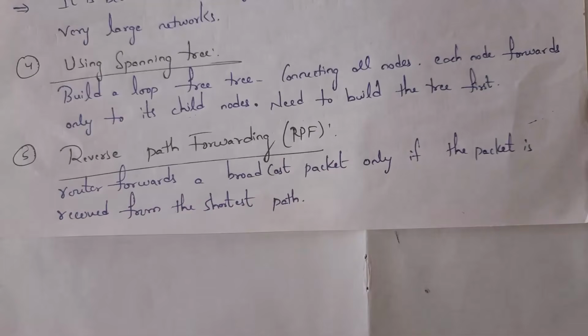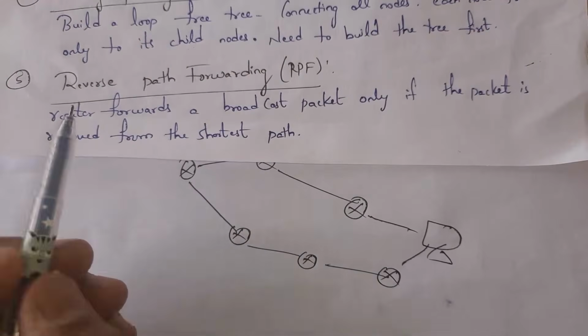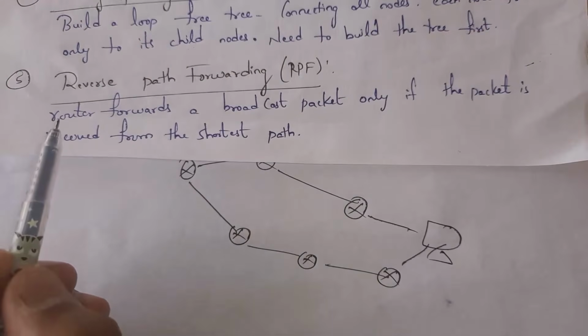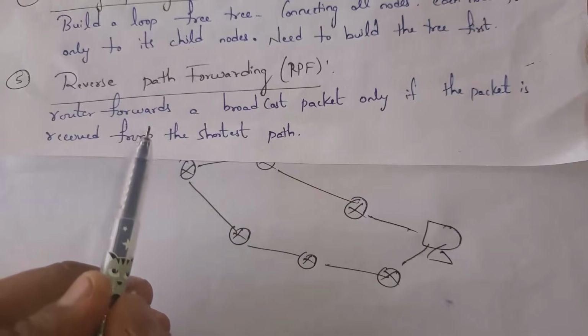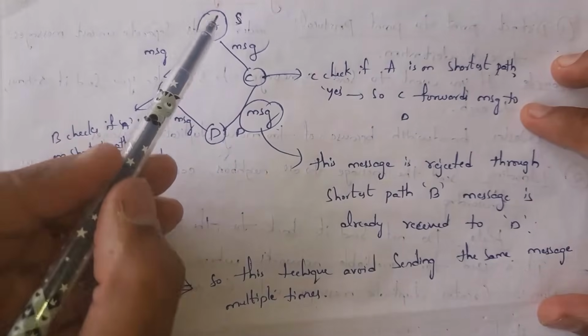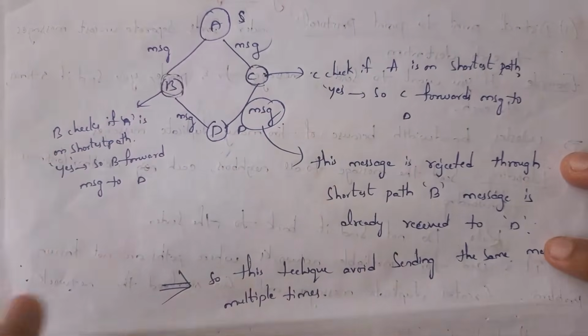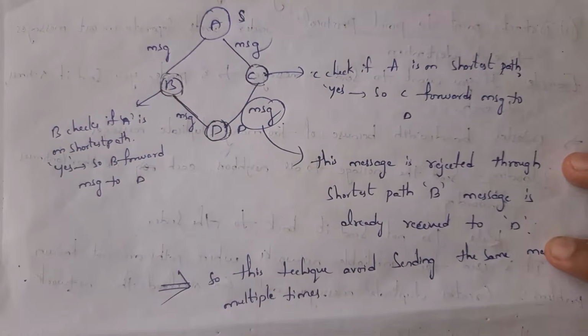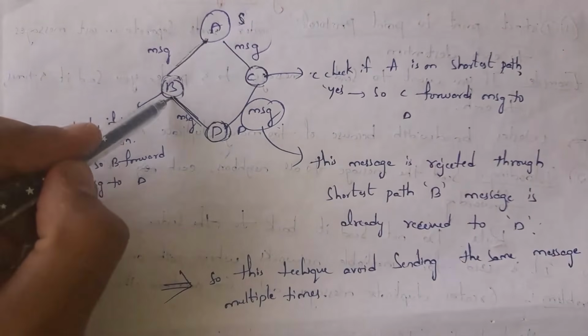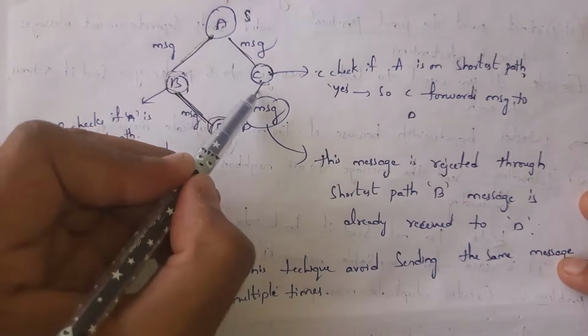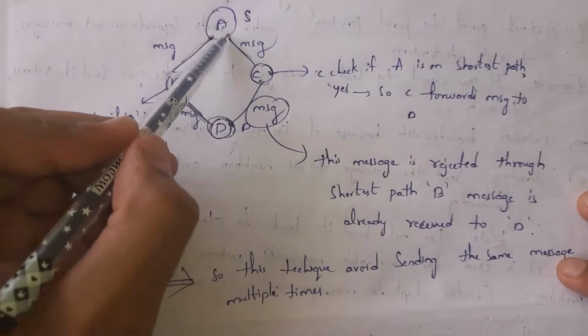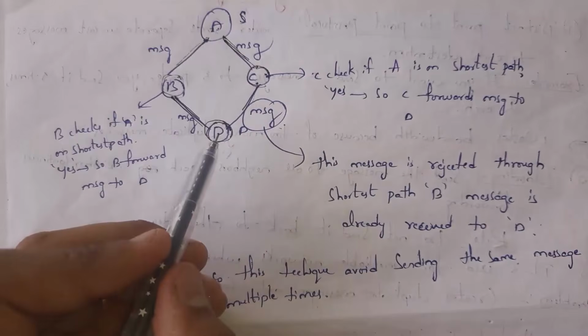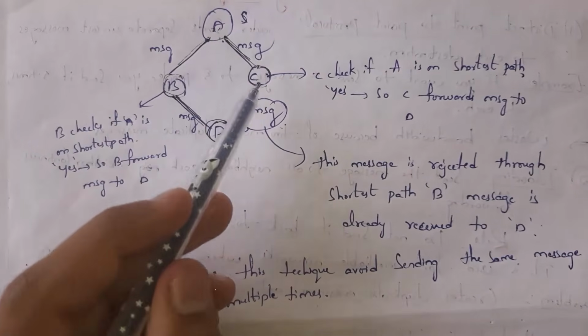The fifth broadcast routing algorithm is reverse path forwarding. Shortly we call it RPF. In reverse path forwarding, a router will forward a data packet only if the packet is received from the shortest path. For example, router A wants to send data to router D. At first, B forwarded data to D. B's path is the shortest. In this route, data reached D at first. After some time, again in this route, data reached D. As this path is the longest path, router D got the same message after some time.